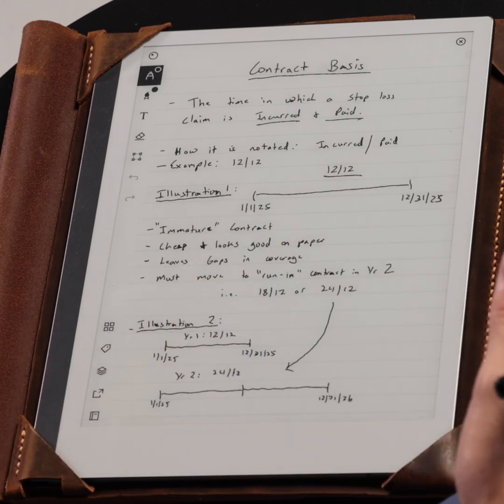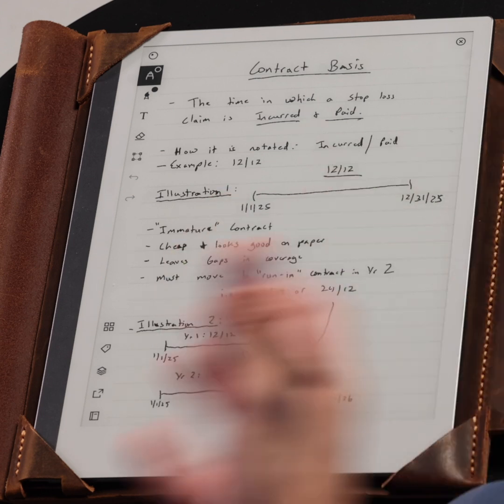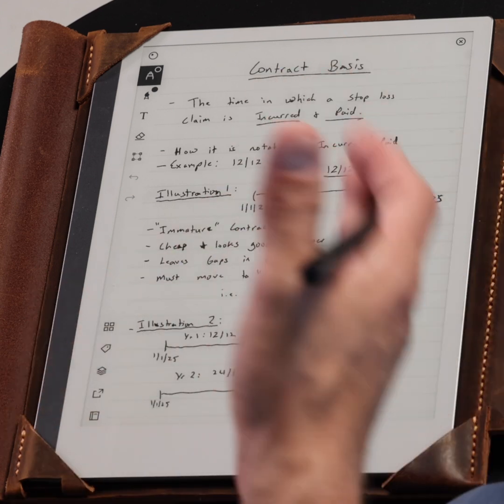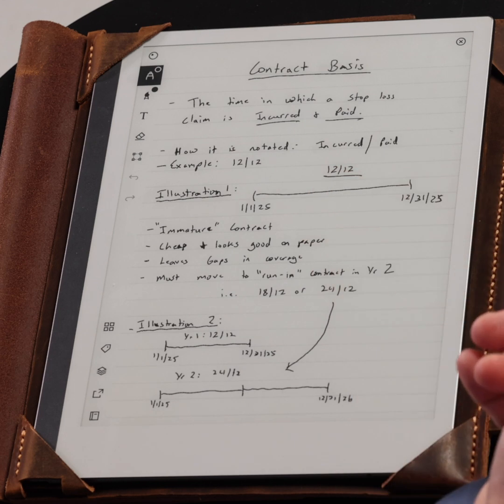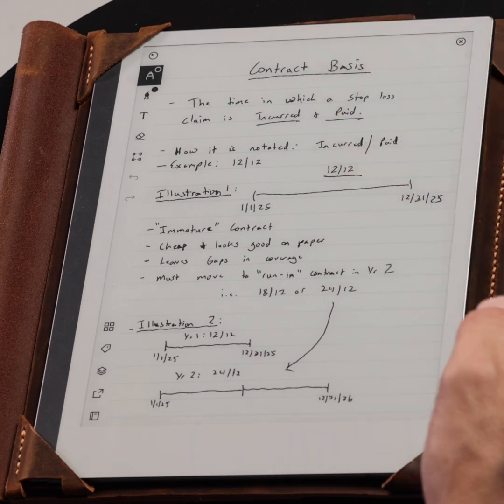I was actually just joking to Nathaniel off camera. Realistically, I could make a 30-minute video on this that would have 5 pages, but I'm going to do my best to at least explain what contract basis is as succinctly as possible.